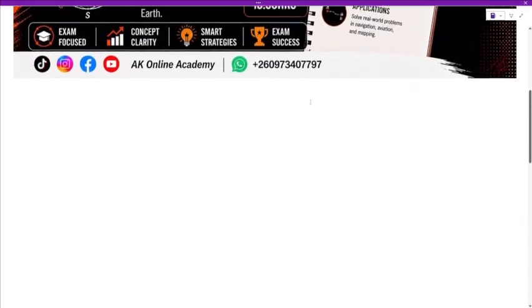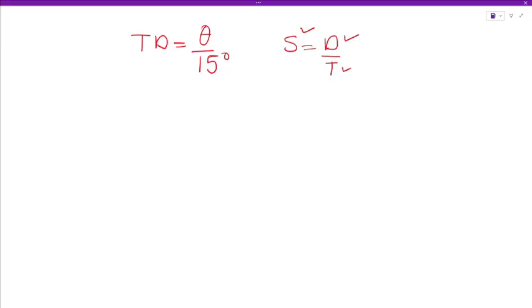Under Earth geometry we have a few formulas that you're going to be using. We said there is calculation of time. To calculate the time difference, TD, we are going to say theta over 15 degrees. That is the formula for finding the time difference. And then there's this other formula for calculating speed, which is equal to distance over time. You can use this formula to find speed, to find distance, and also to find time.